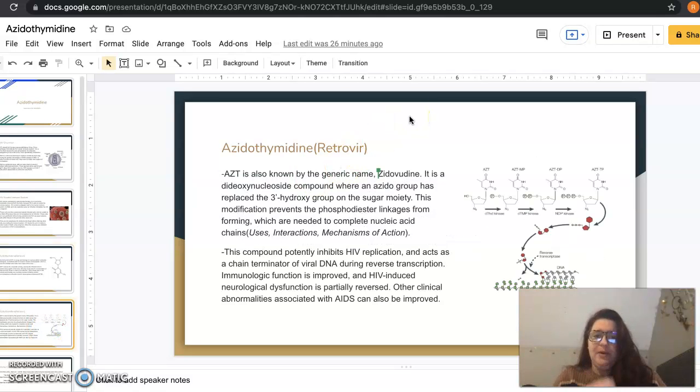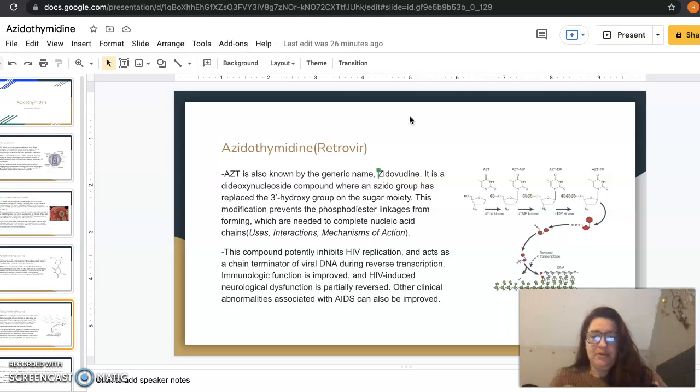AZT can also go by the generic name azidothymidine. It's a dideoxynucleoside compound where an azido group has replaced the 3-hydroxy group on the sugar moiety. This modification prevents the phosphodiester linkages from forming, which are needed to complete the nucleic acid chains. This compound potentially inhibits HIV replication and acts as a chain terminator of viral DNA during reverse transcription.